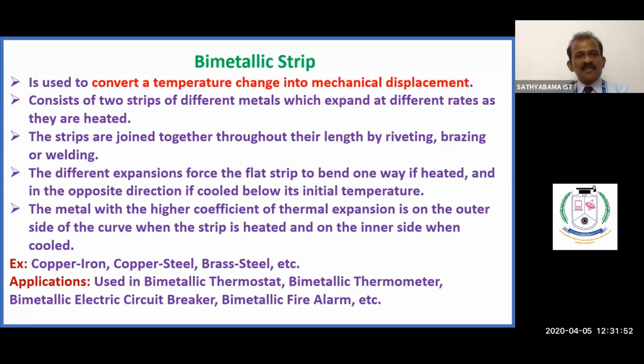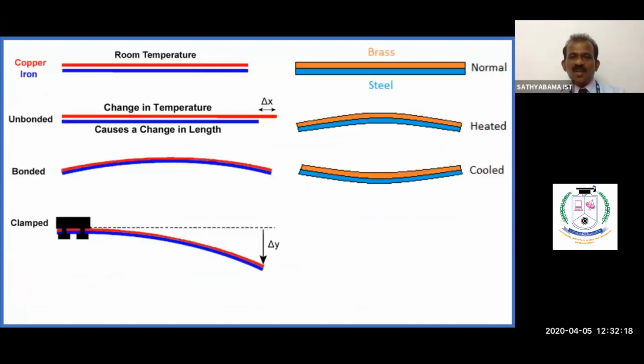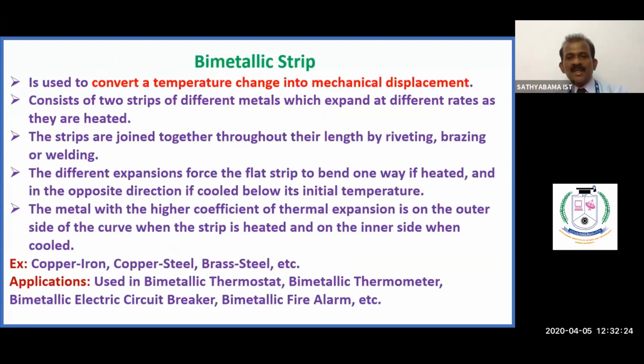This bimetallic strip consists of two strips of different metal. Not the same metal, different metal. If it is a different metal, their coefficients of thermal expansion are different. If you apply the same temperature, one material can expand more in length, and the other one less. Therefore, we have to take two different metal strips and join them together throughout the length, the best way being welding, pasting or riveting, any one.